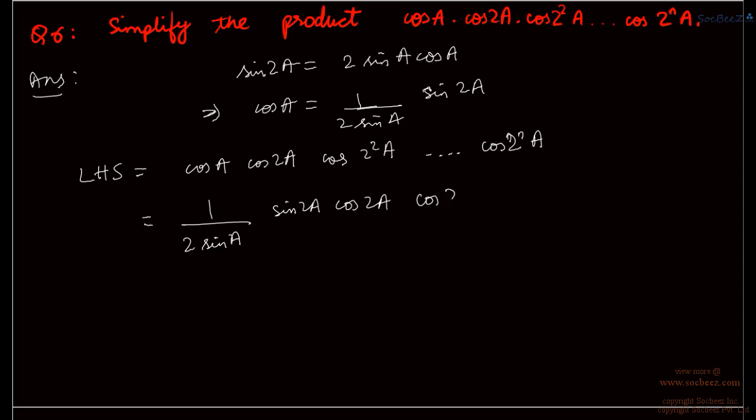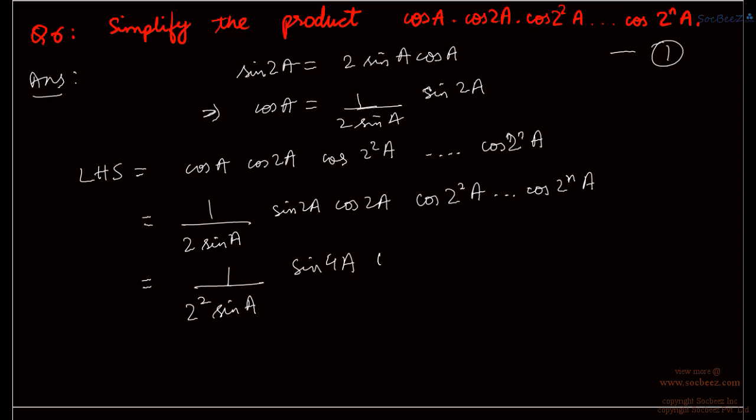Now the remaining thing again: cos 2a, because only the first thing has been removed, up to cos 2 power n a. So sine 2a into cos 2a is nothing but sine 4a by 2, using this formula again. So this can now be reduced as sine 4a by 2. We already had a 2 here, so it becomes 2 squared sine a, and this becomes sine 4a. Now this cos 2 squared a is nothing but cos 4a, so this becomes sine 8a, but again by 2, so I'm sorry, it should be a cube here.